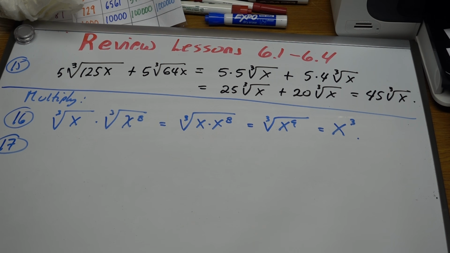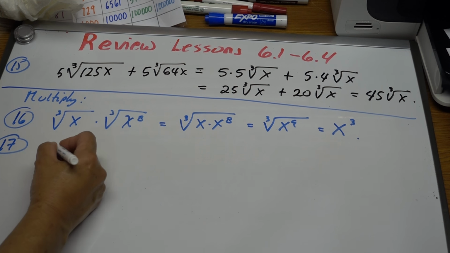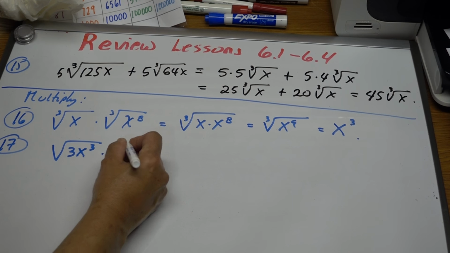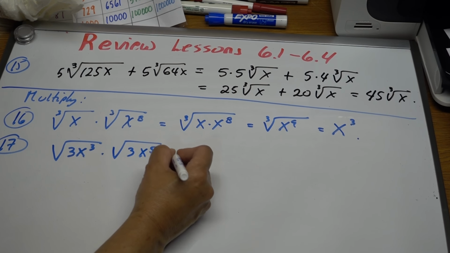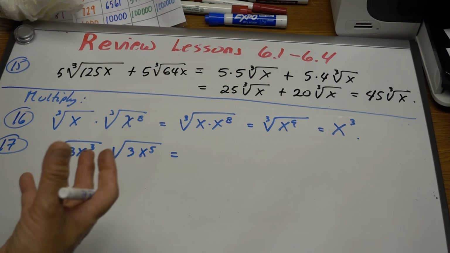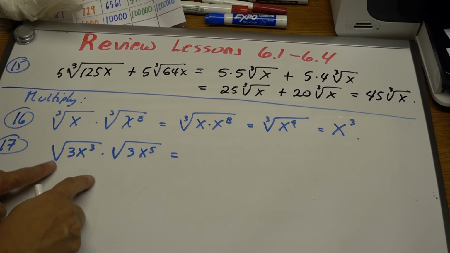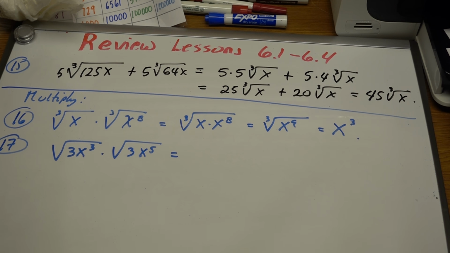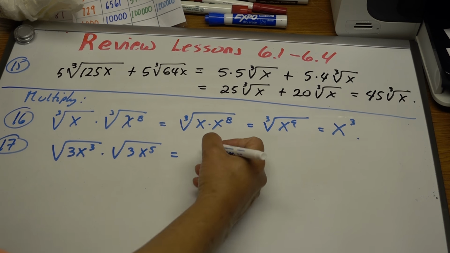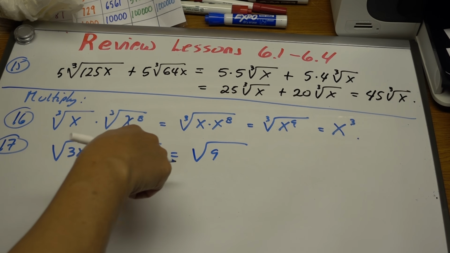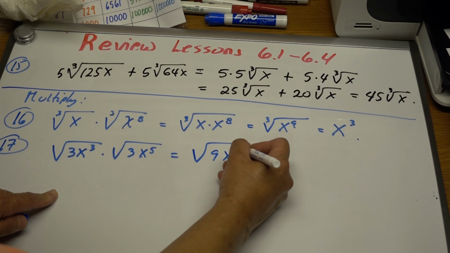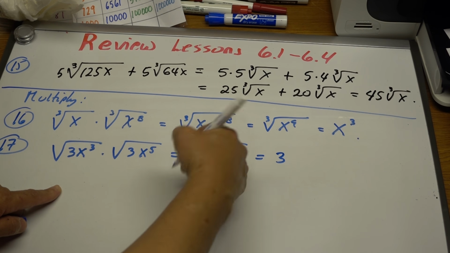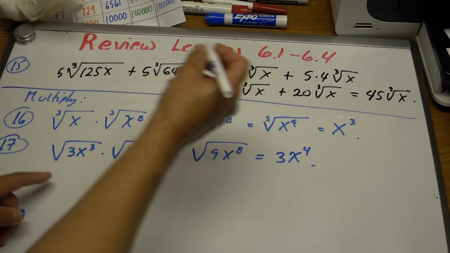Number 17. This one is square root of 3x cubed times 3x to the 5th power. What we're doing in class is multiplying first and then simplifying. Since the multiplication is possible because these two indexes are the same, we have 3 times 3 is 9. x to the 3rd times x to the 5th, you add the exponents, is x to the 8th. Square root of 9 is 3. 8 over 2 is 4. So it's 3x to the 4th, the answer of this problem.